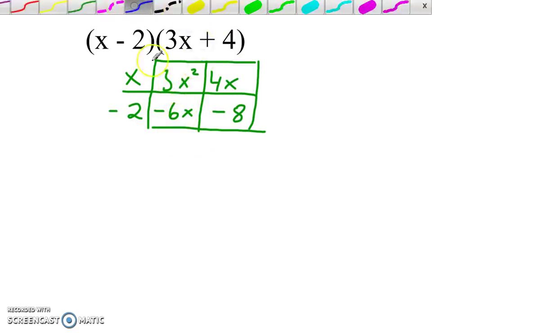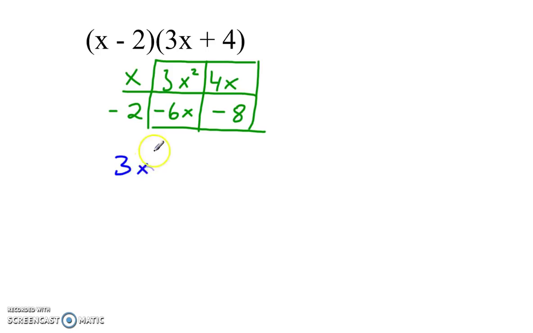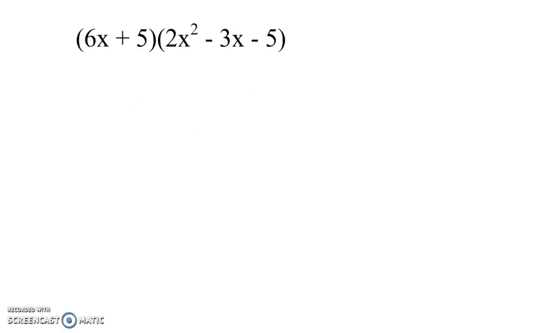Again, this term, top left, is by itself. That's the greatest exponent. Then we have diagonals. 4x minus 6x, or negative 6x plus 4x, either way you do it, gives you negative 2x, and then negative 8. The term bottom right is by itself again.